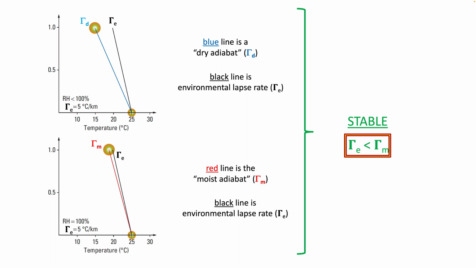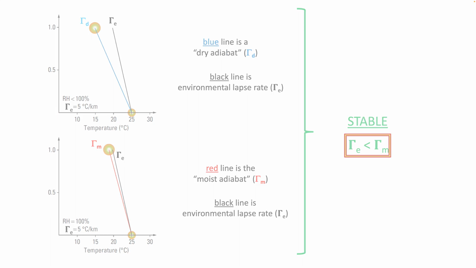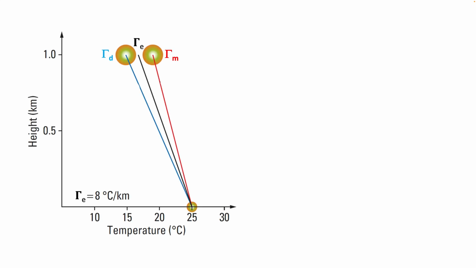Now, I've given you unstable and I've given you stable. Now, it turns out there is a middle ground where we can actually have an environmental lapse rate that falls somewhere in between our dry and our moist rates. And so I give it to you right here. In this case, the environmental lapse rate we're going to define to be 8 degrees Celsius per kilometer. So it's smaller than the dry adiabatic lapse rate, but it's larger than the moist adiabatic lapse rate. So what is the stability of the atmosphere in this case?